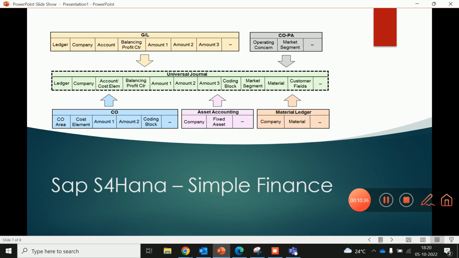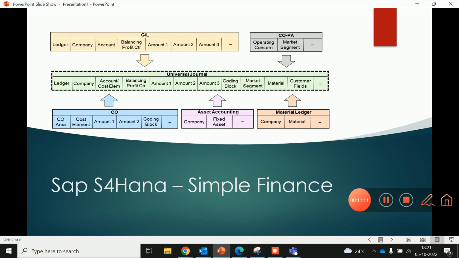In this slide, we are going to learn about the SAP S4HANA Simple Finance. So, in our traditional ERP system, for general ledger, controlling, asset accounting, material ledger, we are having different tables. Earlier it was very complex, the controlling module was having different tables, general ledger was having different tables.